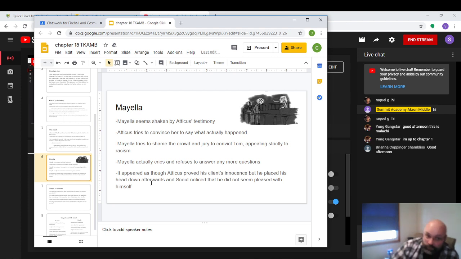Mayella is the woman accusing Tom, his client, of rape. And you see through this clip all the emotions going back and forth. You get the idea that Atticus really doesn't want to question her as strongly as he is, and how embarrassed Mayella is to be there and to go over her story, and how angry she is when she actually does blame Tom for what happened.